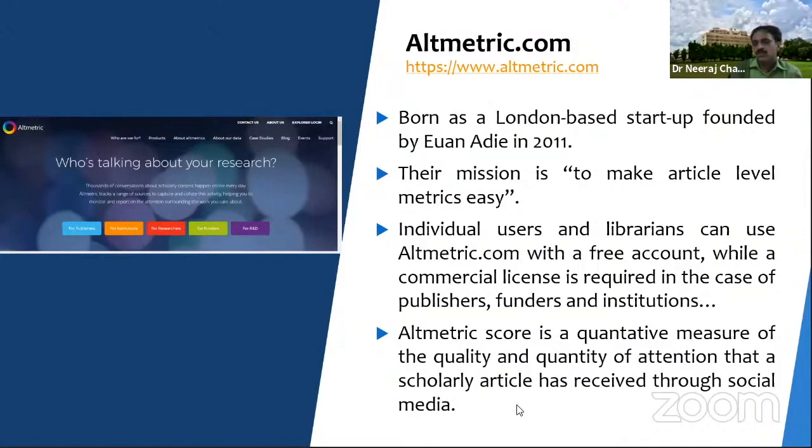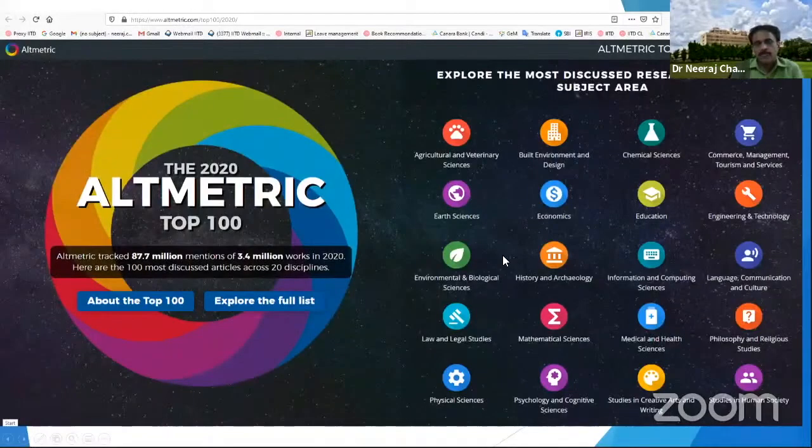The altmetric score is a quantitative measure of the quality and quantity of attention that a scholarly article has received through social media. It will give you the complete picture of social media mentions. This is a screenshot from altmetric.com.